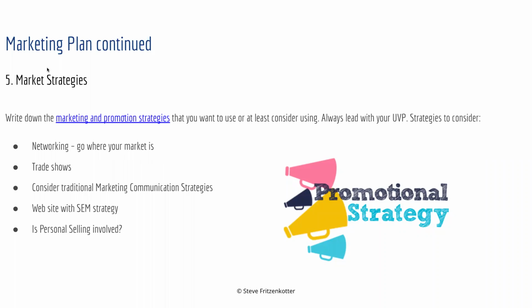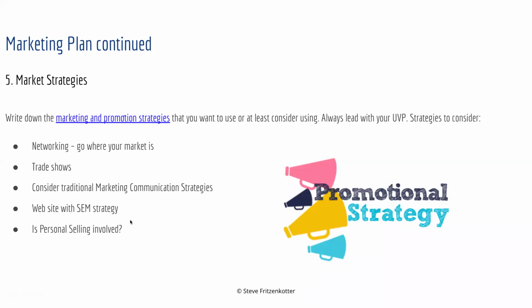And so, part of the marketing strategy for promotion is we network, we go to trade shows, perhaps not. Some businesses, most of the marketing budget goes to trade shows. We consider traditional marketing communication strategies like print media, electronic media, the ones we are used to from years gone by. But then we also look at online promotional strategies with search engine marketing, search engine optimization, pay-per-click, things like that.